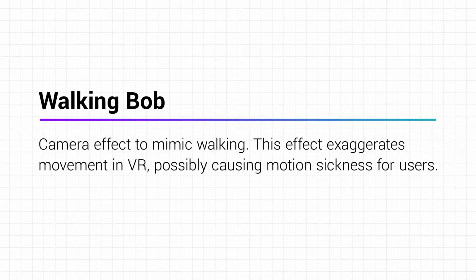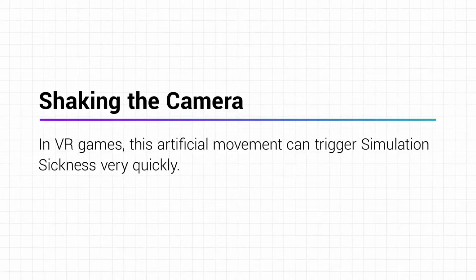In conventional first-person games, the walking bob camera effect is a common way to mimic walking. But in VR, this effect overly exaggerates the movement, possibly causing motion sickness for users. Do not shake the camera when trying to relay an event to the user. If an explosion occurs next to a user, for example, a camera shake may make sense in non-VR games to recreate the sensation of movement, but in VR games, this artificial movement can trigger simulation sickness very quickly.